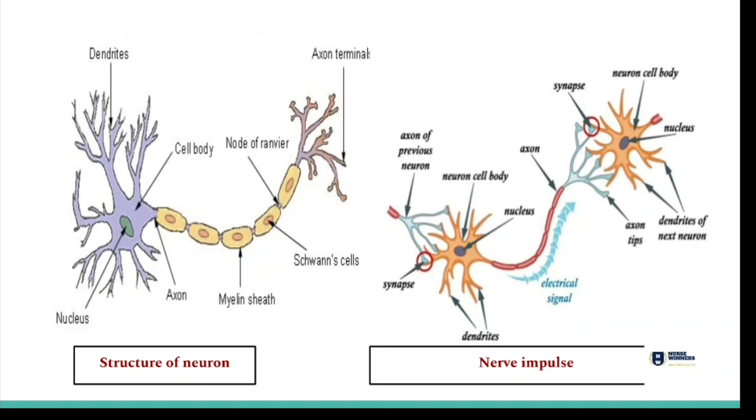The second diagram is of a nerve impulse. I just wanted to show you how a nerve impulse happens. As we have learnt in the initial slides, nerve impulses are the messages that are transmitted from one neuron to another neuron. You can look at the diagram to see how the nerve impulses get transmitted from one neuron to another. The highlighted area represents the junction wherein the nerve impulses are transmitted from one neuron to another neuron.